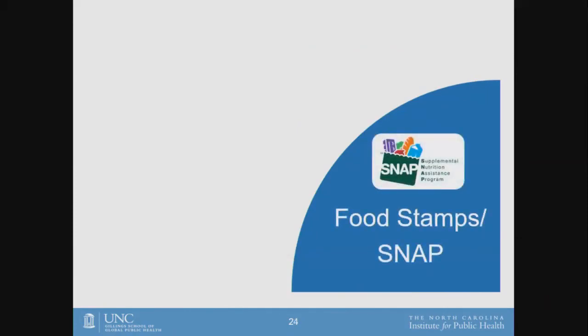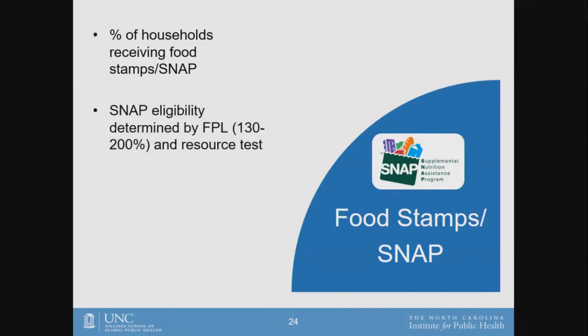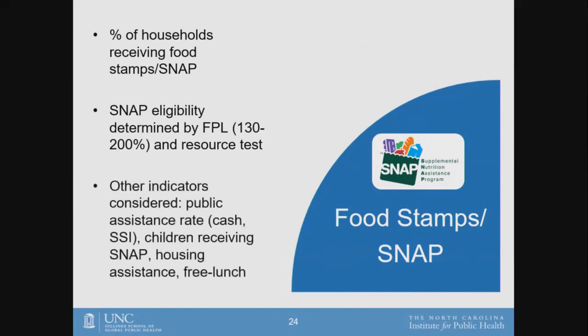The next indicator in this domain was food stamps or SNAP. Again, what I mean by that is the percent of households receiving food stamps or SNAP. SNAP eligibility is determined by poverty levels, but you have to be between 130 and 200%. And there's also a resource test, which gets at whether or not there is any money in the bank, essentially.